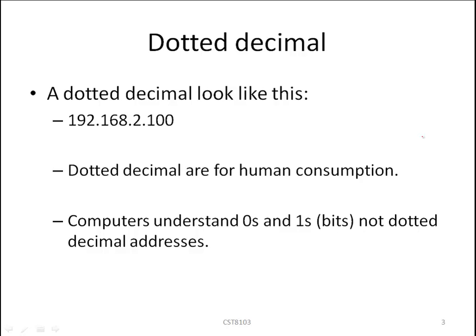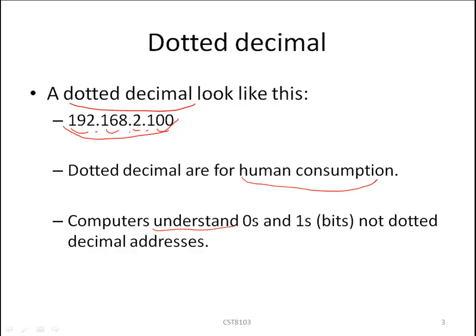What is a dotted decimal address? A dotted decimal address, as the name implies, has dots, and the dots separate decimals. A dotted decimal address looks like this: 192.168.2.100. A dotted decimal address is for human consumption only. It is much easier to remember a dotted decimal address than it is to remember its 32-bit equivalent.